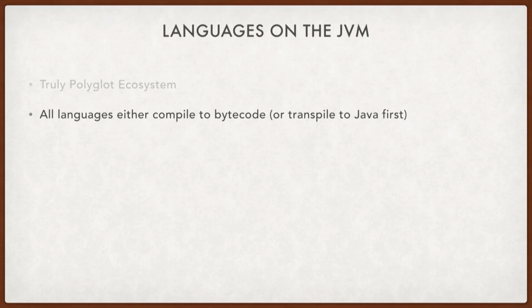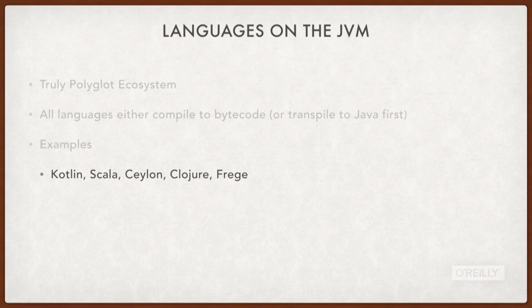In the Java ecosystem, it's really different. There is Java, which is now Oracle, but there is no single vendor that's providing different languages. And so it's a truly polyglot ecosystem. All the languages on the JVM either compile to bytecode or they transpile first to Java. Examples of languages include Kotlin, obviously what we're covering in this course. There's Scala, there's Ceylon, there's Clojure, which is Lisp for the JVM. There's Frege, which is Haskell for the JVM. And all of them, as I mentioned, compile down to bytecode.